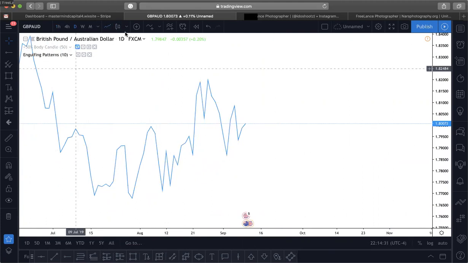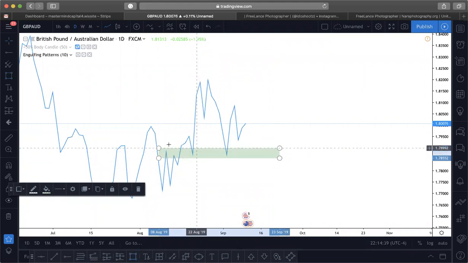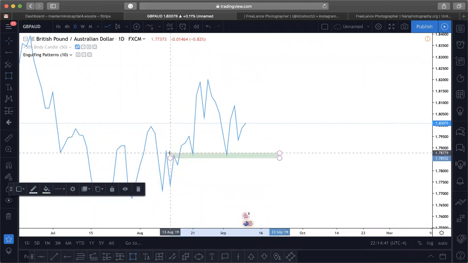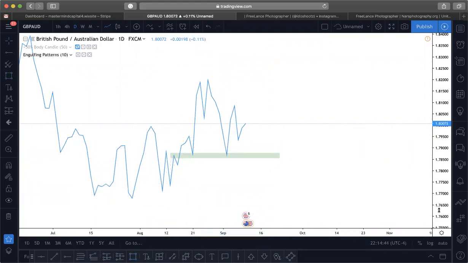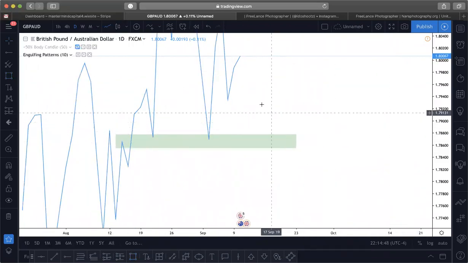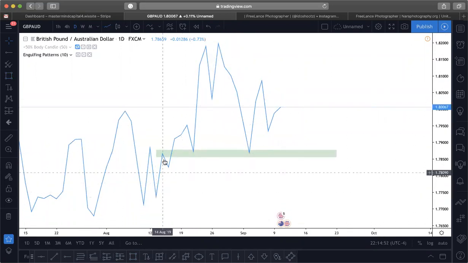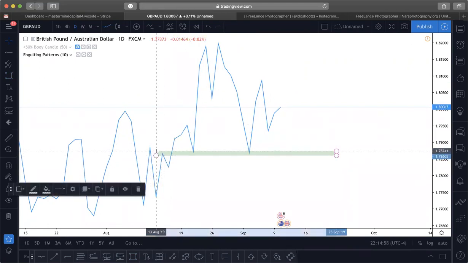So you would come and you'll go on a daily line chart, and then you can just map it out, right? You see this peak here? And a lot of the times you want to go for the most recent ones, right? So we had this move up, peak, pull back, sharp pull back up, right? So this would be a level right here, right?